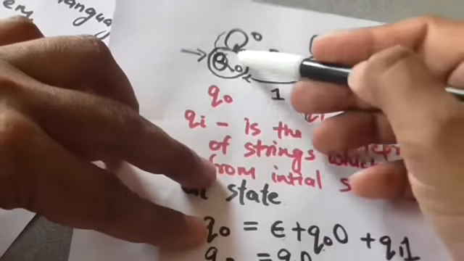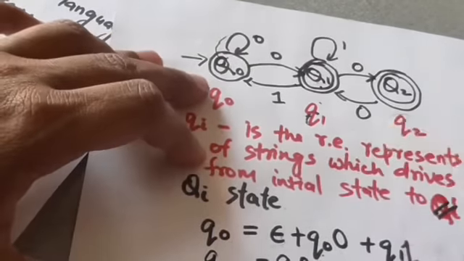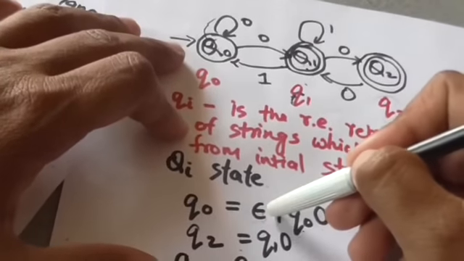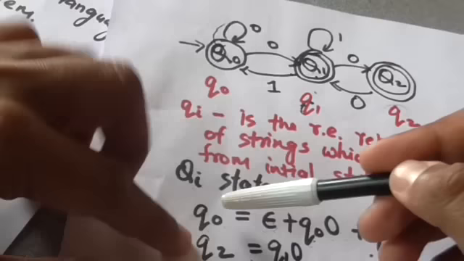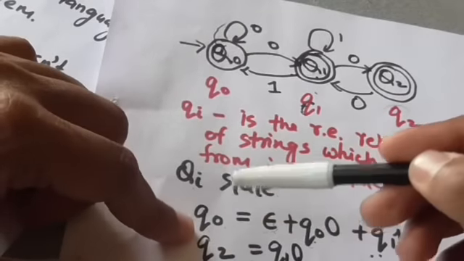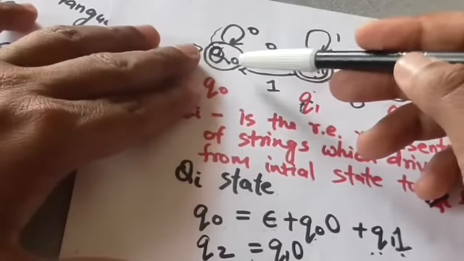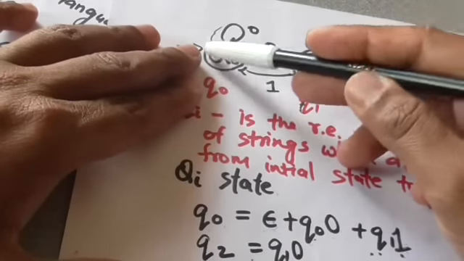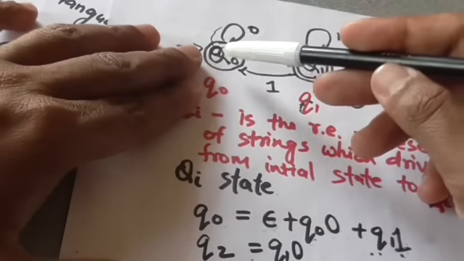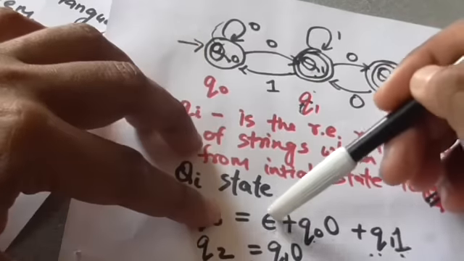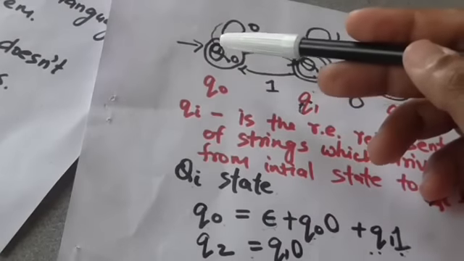Now see this initial state Q0. Now see, regular expression epsilon, the empty string, also represents the set of strings which drives the machine from initial state to Q0 state, because Q0 is the initial state of this finite automata. So even if we don't apply an input symbol, the machine will stay in Q0 state. It means without reading any input symbol, the machine will jump from its initial state to Q0 state.